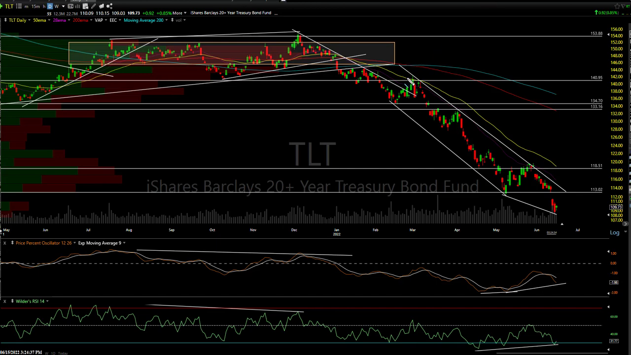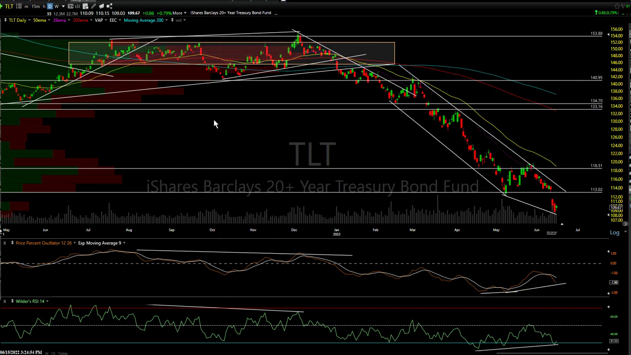And then remember, if we get up there and we have a reaction, which we probably would, but that PPO is going to start to turn over, confirming the divergence. Then you look for a breakout, and then we rally up to that next target there, about 118.50. All right? Who knows? Maybe even more.